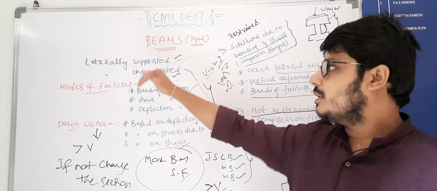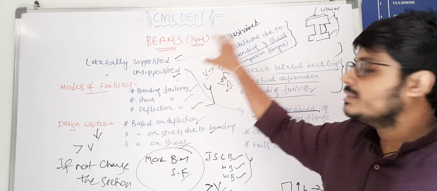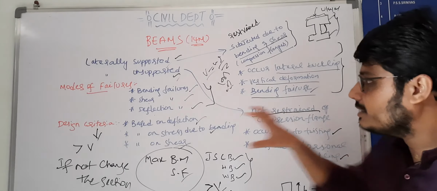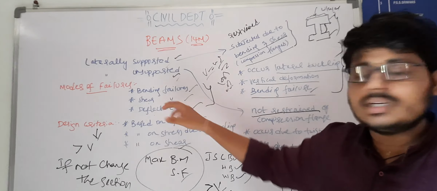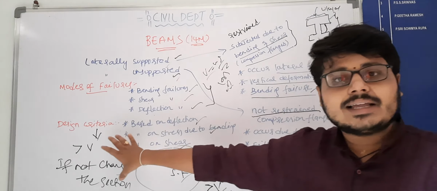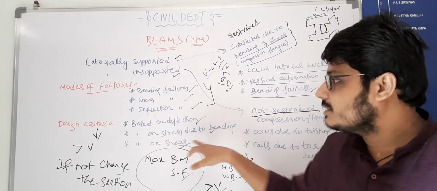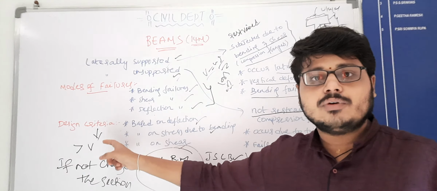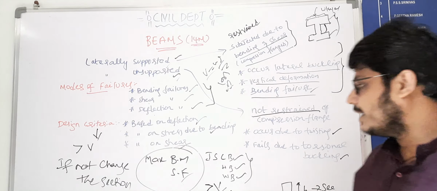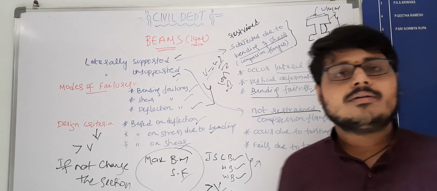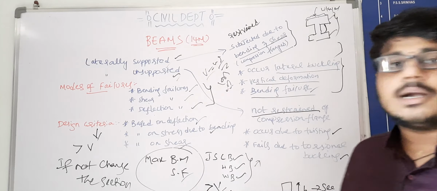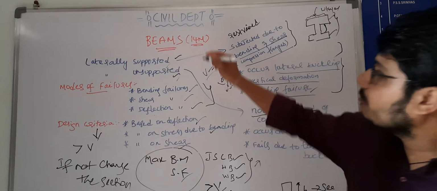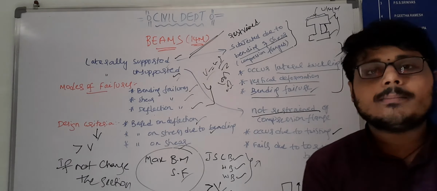Laterally supported means restrained at compression flanges, laterally unsupported means not restrained at compression flanges, and the modes of failure are bending, shear and deflection. The design criteria based on deflection, stresses and shear should be greater than the maximum shear force. If not, change the section which we have taken from the code book or table book and do the problem. Okay, this is the introduction class for beams, which is very important for 14 marks.